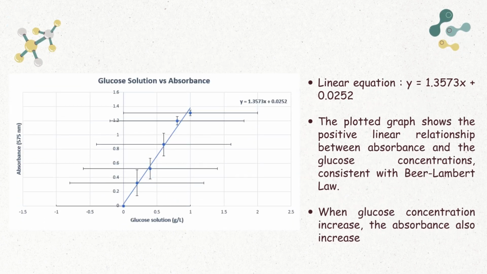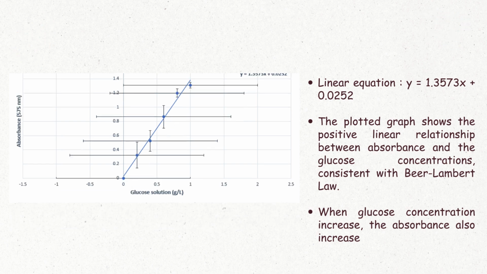This is the graph of glucose solution versus absorbance. The linear equation obtained is y equals 1.3573x plus 0.0252. The plotted graph shows a positive linear relationship between absorbance and the glucose concentration, which is consistent with the Beer-Lambert law. When glucose concentration increases, the absorbance also increases.